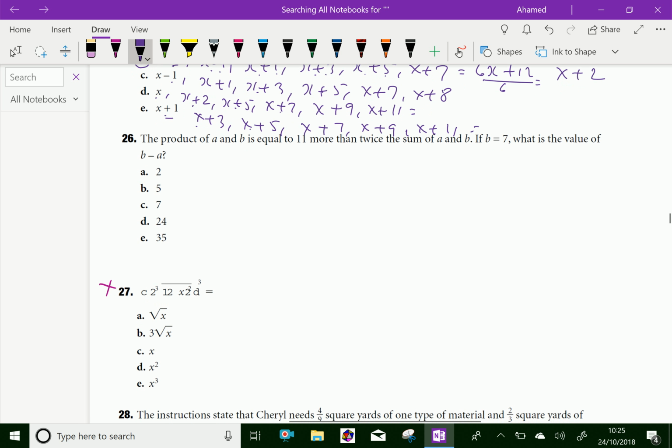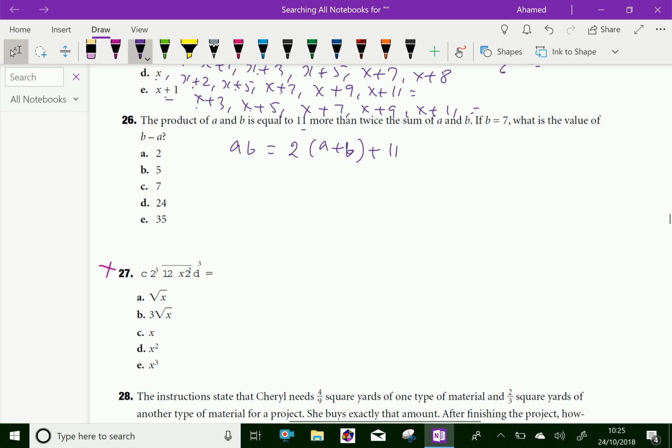Now, the product of A and B is equal to 11 more than twice the sum of A and B. The product of A and B is AB, is equal to 11 more than the twice the sum of A and B plus 11 more.